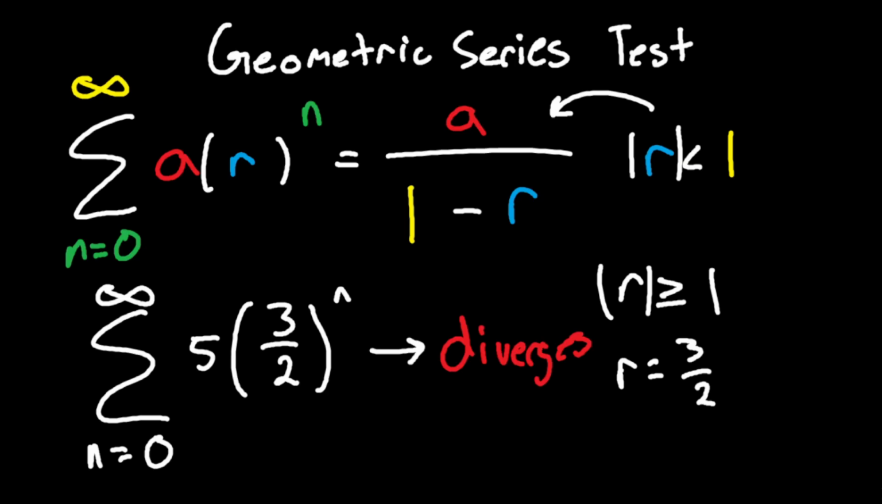So that's really all the geometric series test is. If the absolute value of r is less than 1, then you can use this formula to determine where, or what number, your series actually converges at. And if r is greater than or equal to 1, your series diverges. That's all you need to know.